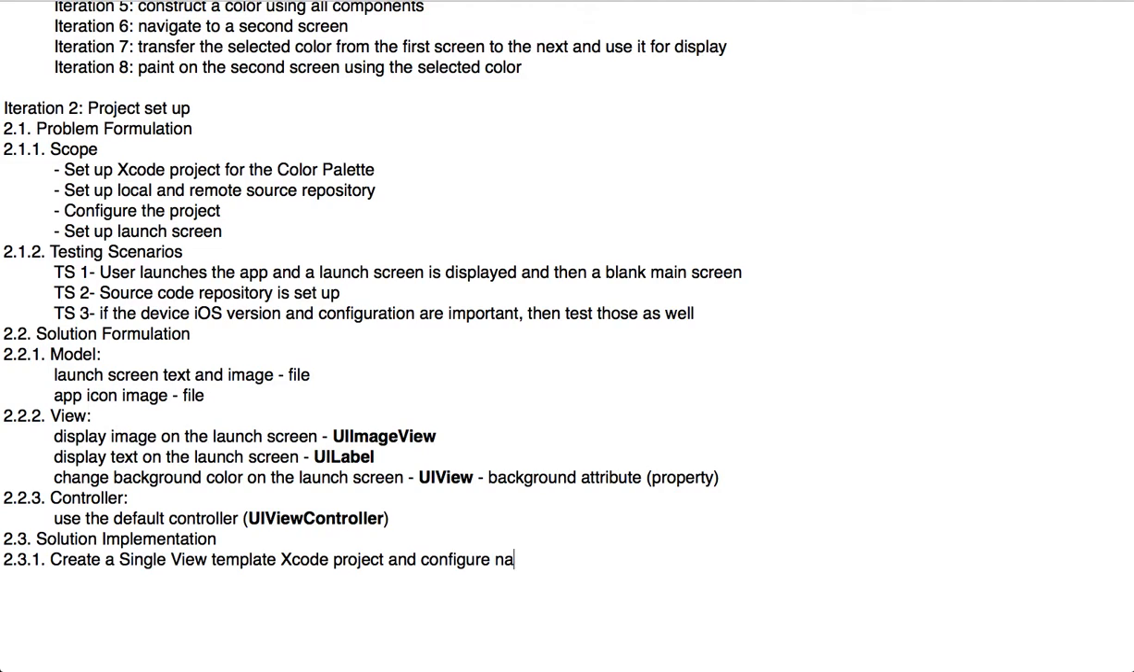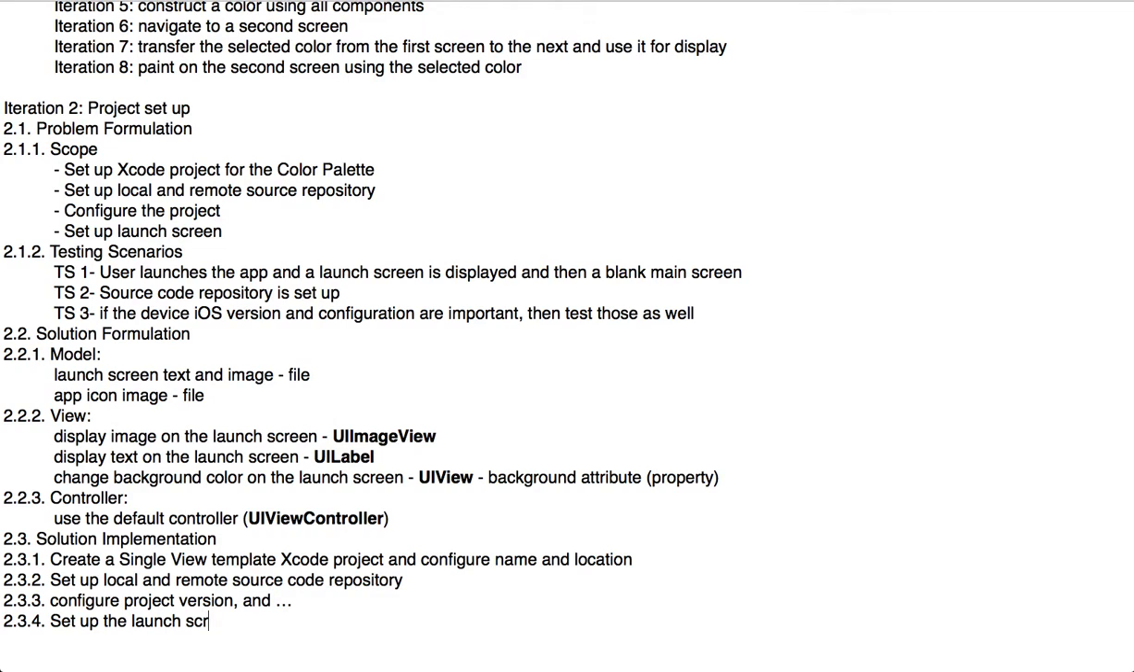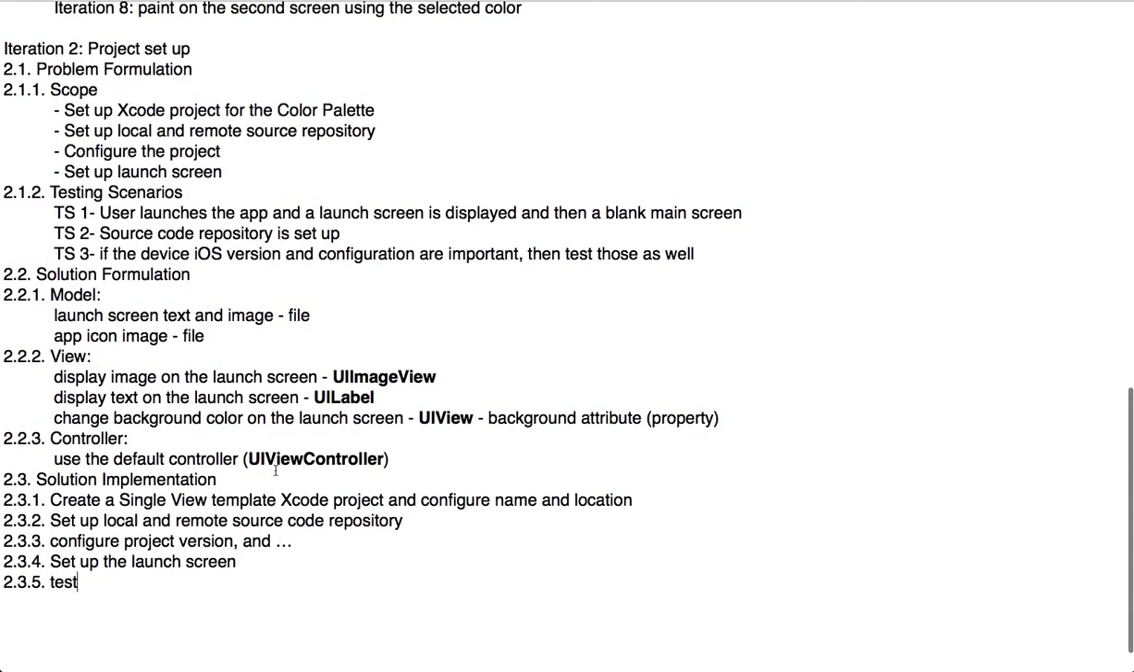Name it and select configure name and location. This is important. Then step number 2, set up local and remote source code repository. Then step number 3 is configure project version and anything else. Really, I'm not going to do much there. And set up the launch screen, and then finally test. So these are the steps we're going to follow in iteration 2.